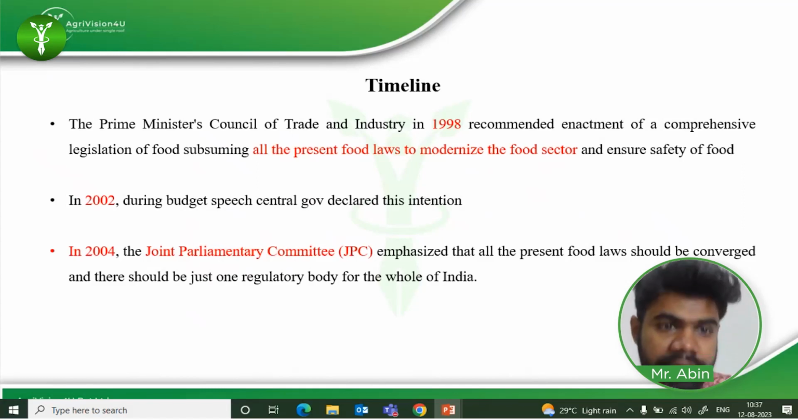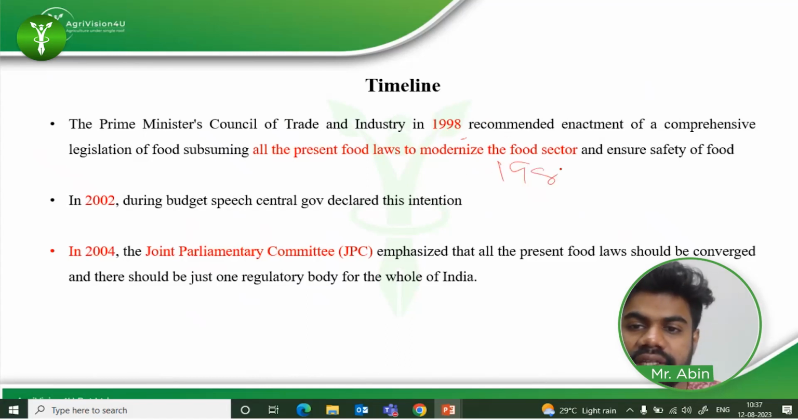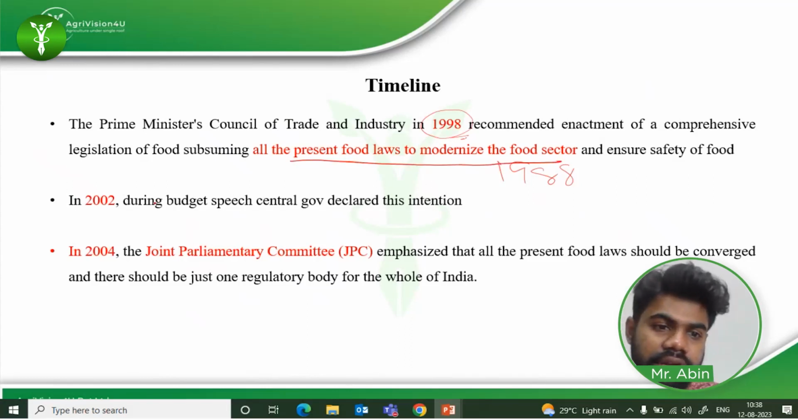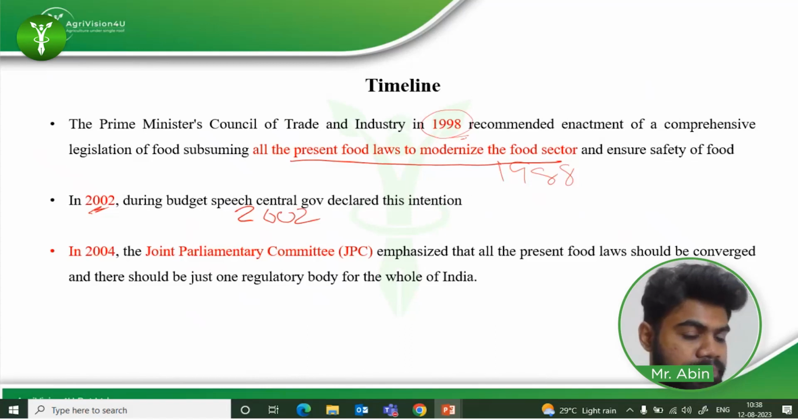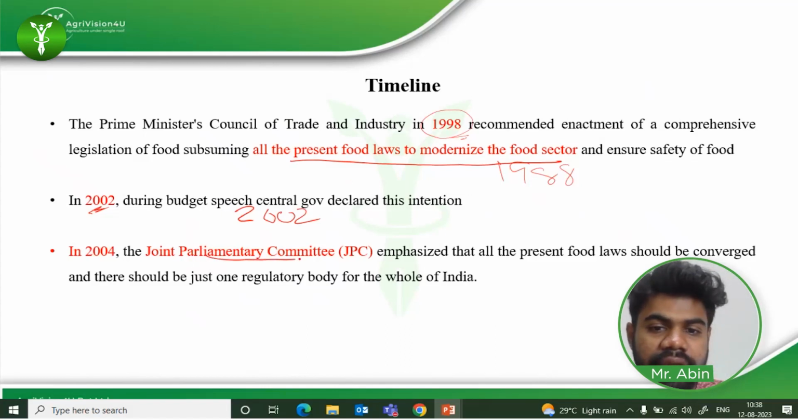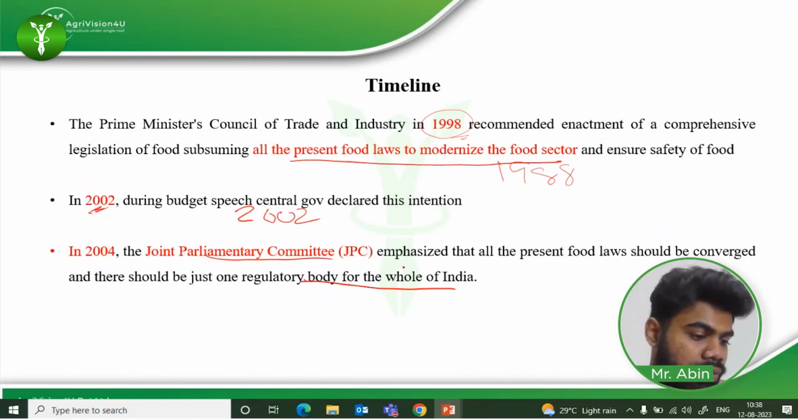So coming to the timeline, first the Prime Minister's Council of Trade and Industry in 1998. All these years are important. Don't study the whole statement, but just get an idea of these years. The Prime Minister's Council of Trade and Industry recommended a comprehensive food legislation subsuming all the present food laws to modernize the food sector. In 2002, during the budget speech, the central government declared this intention. And in 2004, the Joint Parliamentary Committee emphasized that all present food laws should be converged and there should be one regulatory body for the whole of India. So you can see on the timeline 1998, 2002, 2004, and other milestones are also happening.